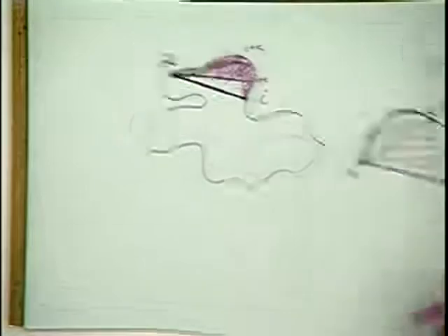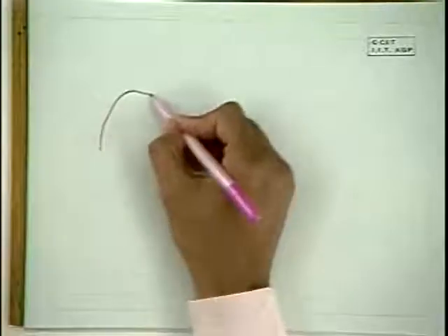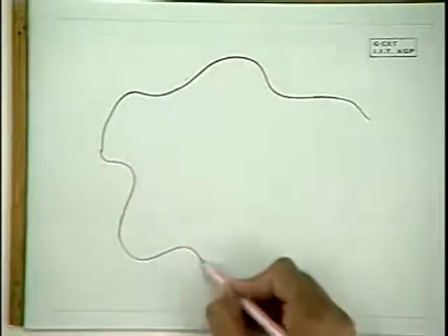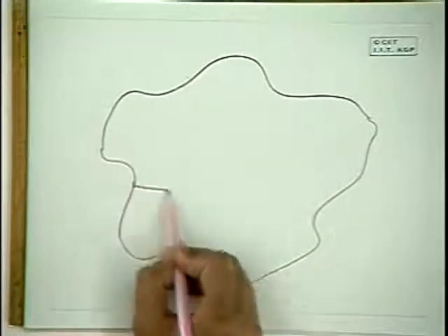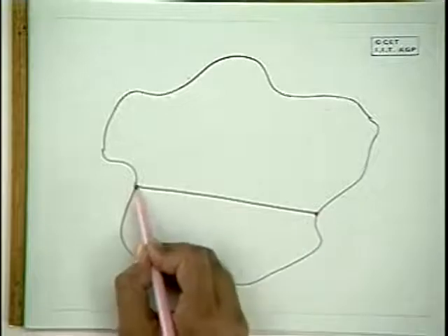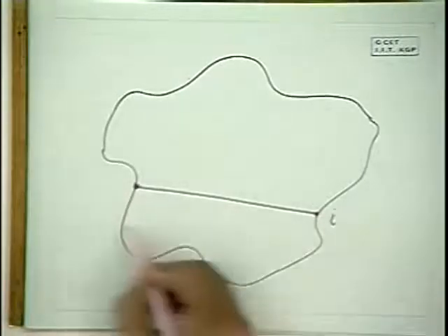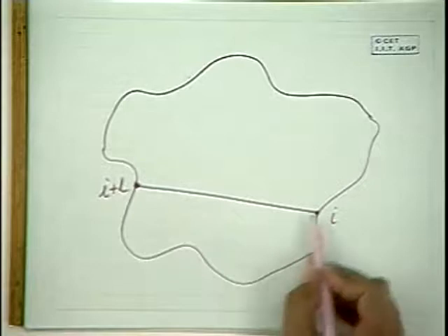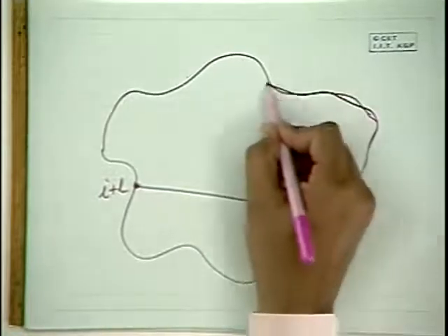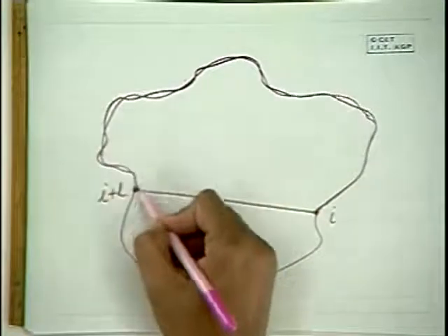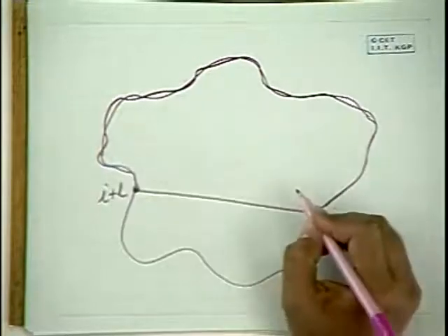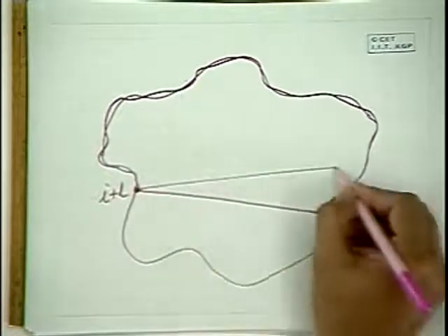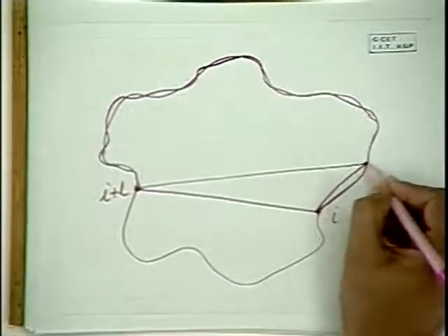So let me just repeat once more using another picture. Here I am drawing a bigger polygon so that I can make a mesh over a larger portion of the paper. So here is I and I plus L. I am interested in finding the optimal triangulation of this part. Now I take first, say this as k, so I take this, say I plus k.